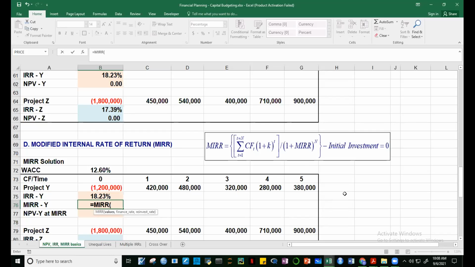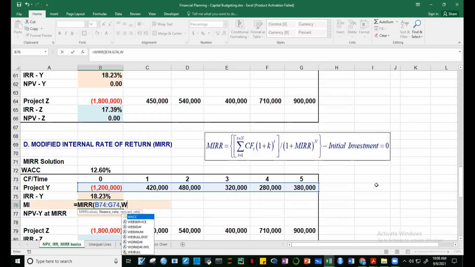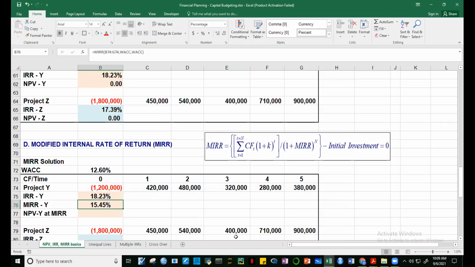No? So ang MIRR, okay? So dito guys, ang values natin will be, let's see, ito. Okay, and then what will be our finance rate? Our finance rate will be WACC. Okay, and then our reinvestment rate will also be WACC, parehong WACC. Unlike si IRR guys, na ang reinvestment rate niyan is the IRR itself. Okay, so let's compute for this. All right, it's 15.45%.